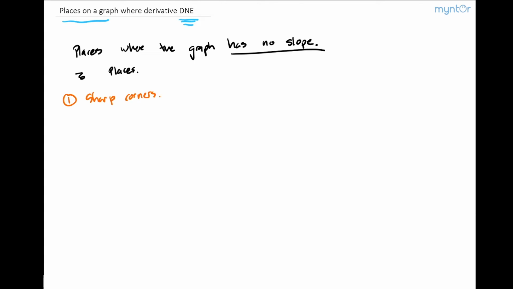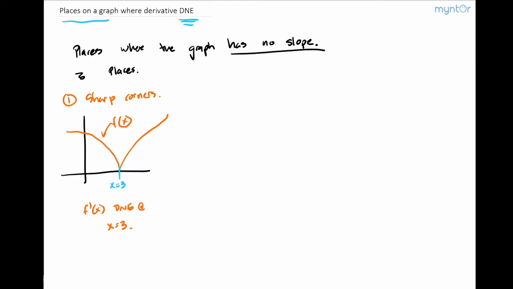So if you see a graph that looks something maybe like this, where you have a function that comes in, it has a hard corner, and then it comes out like that. This point, let's say this occurs at x is equal to 3. If this is our function f of x, we would say that f prime of x, or the derivative of f of x, does not exist at x is equal to 3.